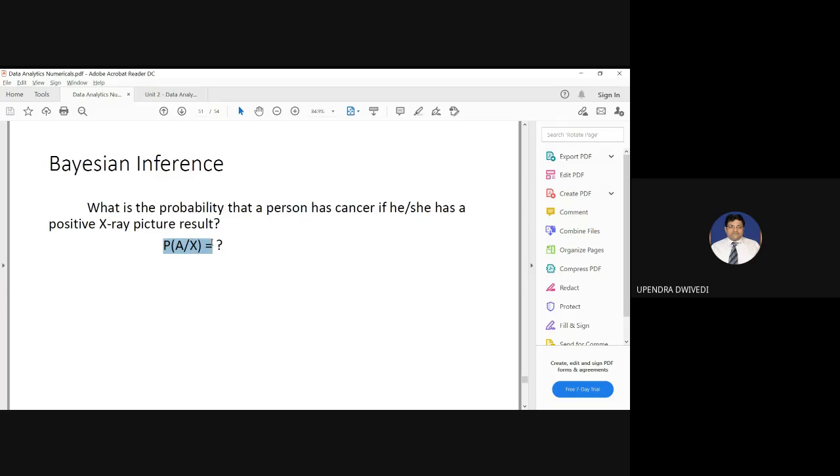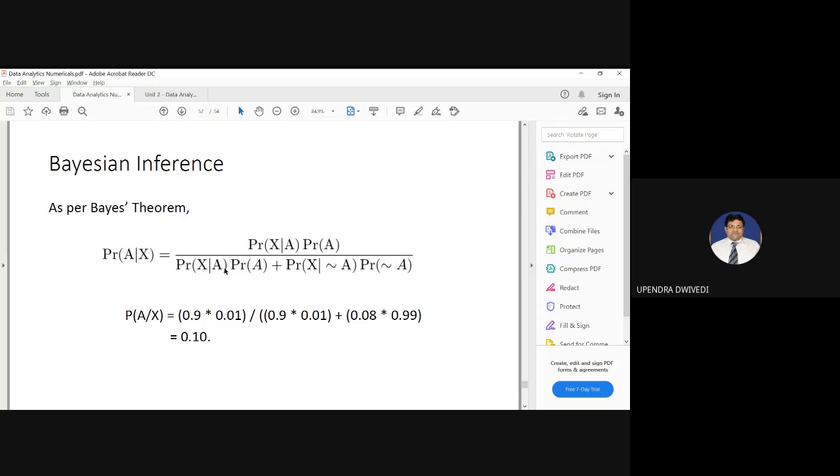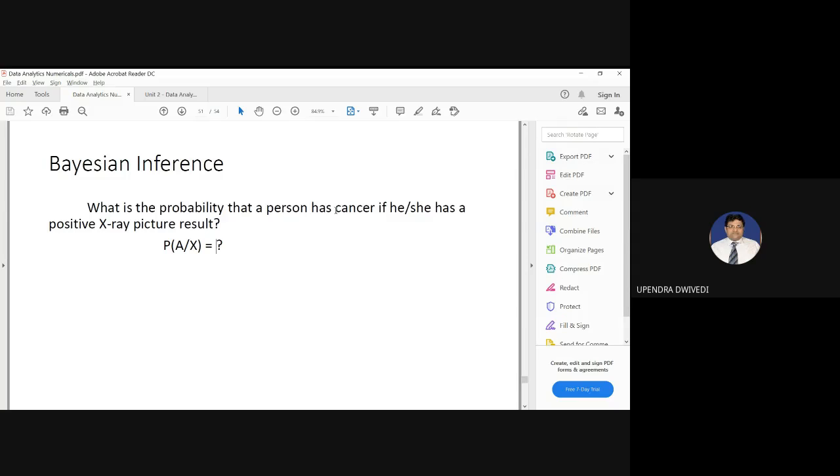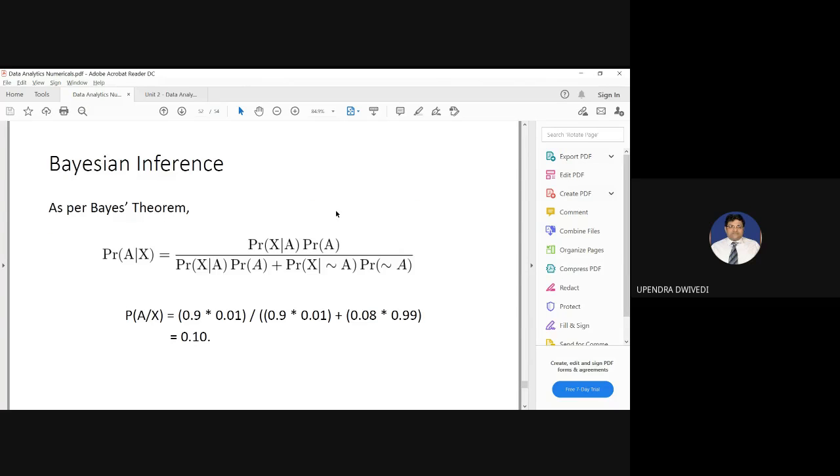So we have to define the probability of A given X. That is what we need to find. We have the previous information, so we'll use Bayes' theorem. The probability of event A given event X equals probability of X given A times probability of A, divided by probability of X given A times probability of A, plus probability of X given not A times probability of not A. Then you put in all the values and you will get 0.10, meaning there is a 10% probability that a person has cancer if he has a positive X-ray result.